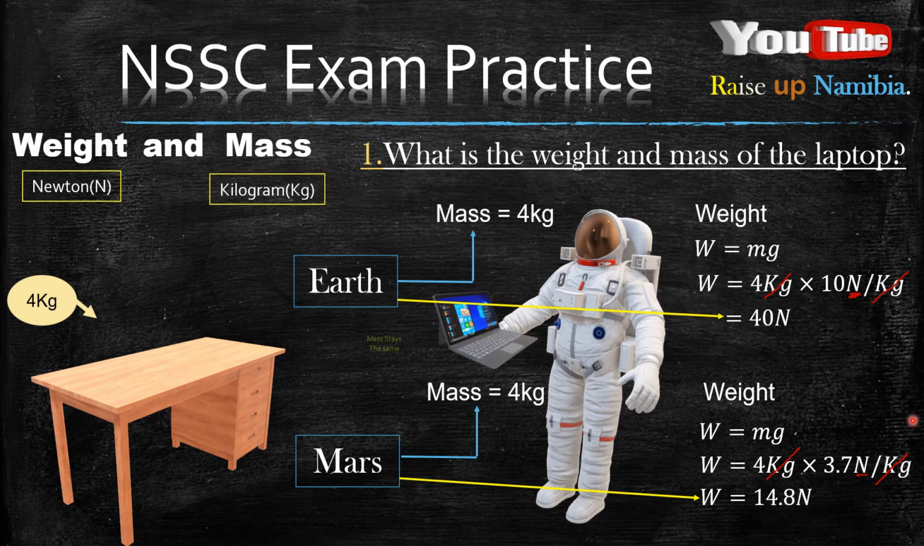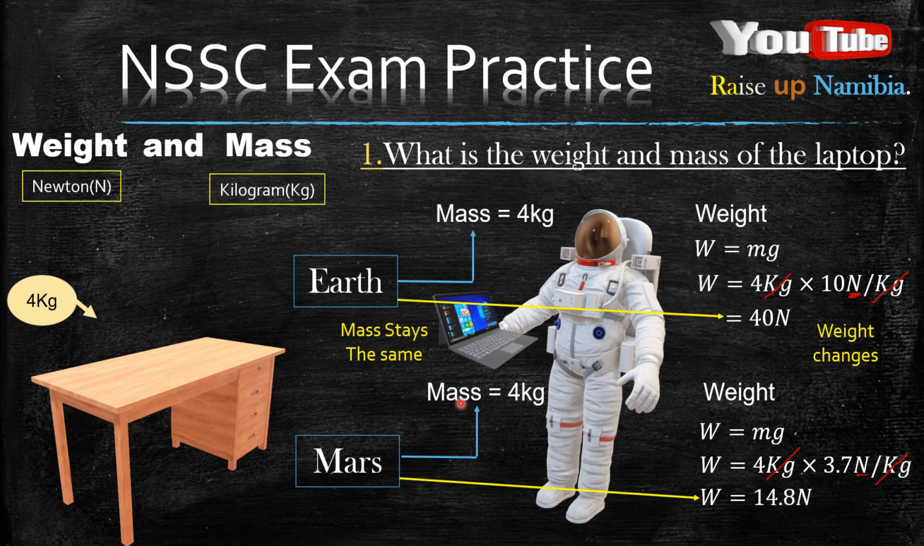So what does this tell us? This tells us that the mass stays the same no matter where you are. It doesn't matter if you are on Earth or on Mars, on the moon, wherever, whatever planet you are on, your mass never changes. But the weight is the one that changes. Why does it change? It changed because of the gravitational field strength or the gravitational acceleration, okay? So the mass stays the same, but the weight changes, okay?